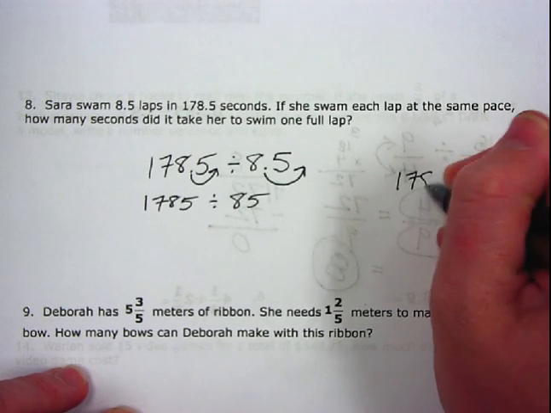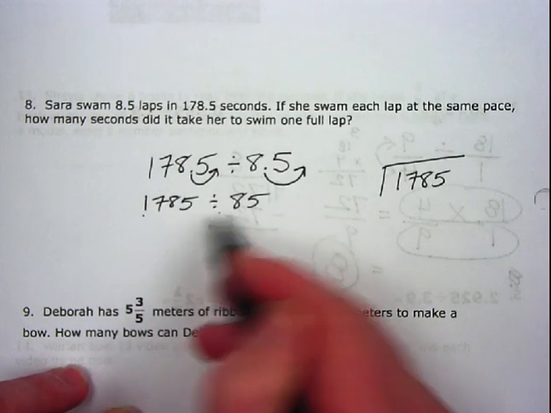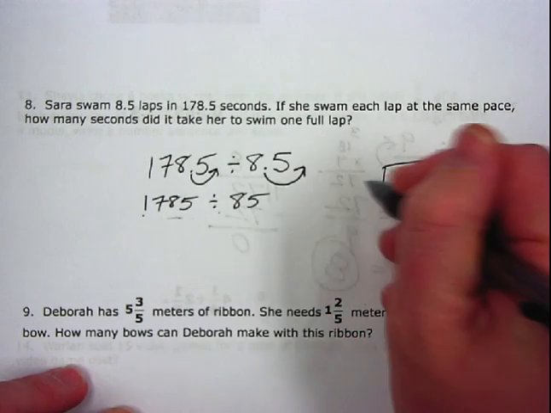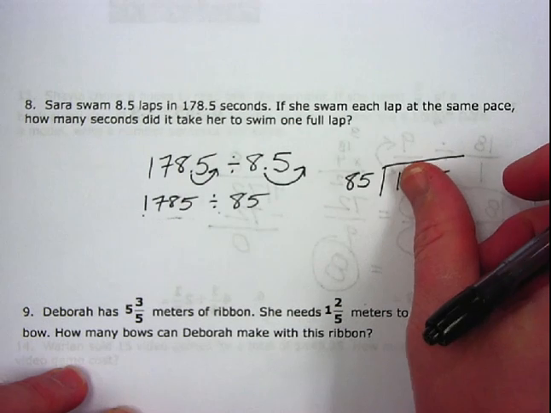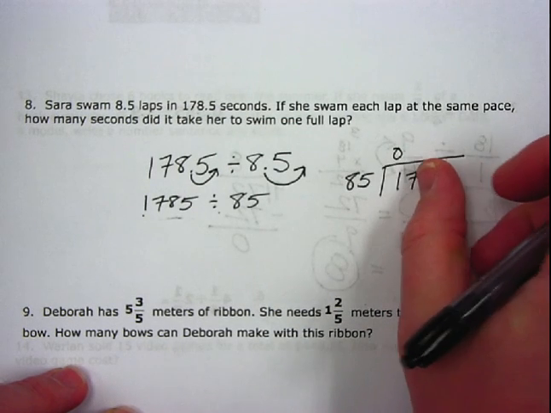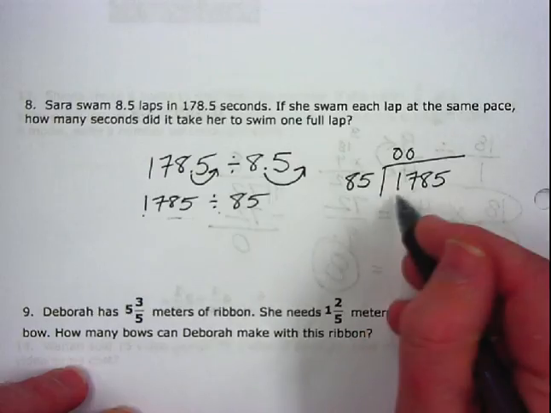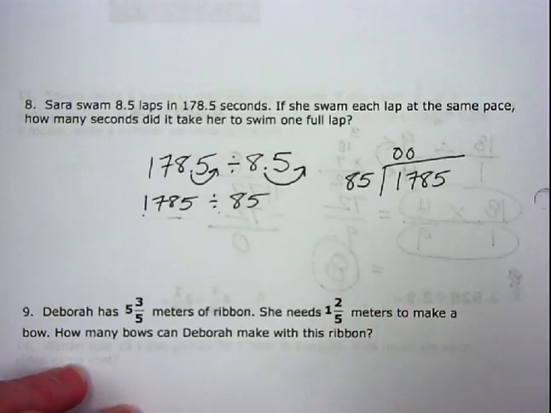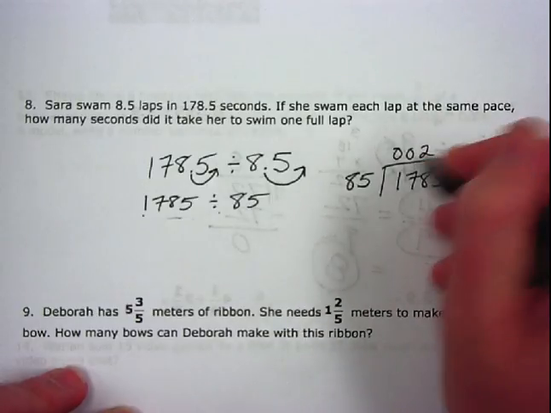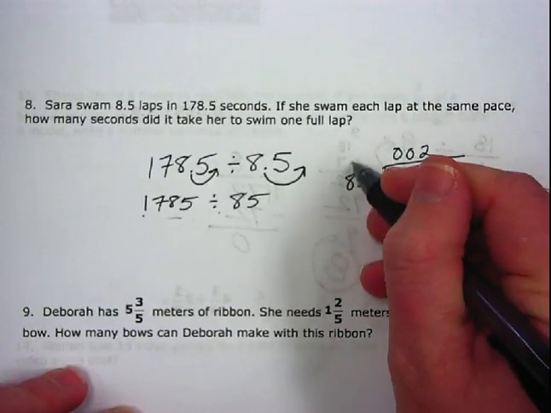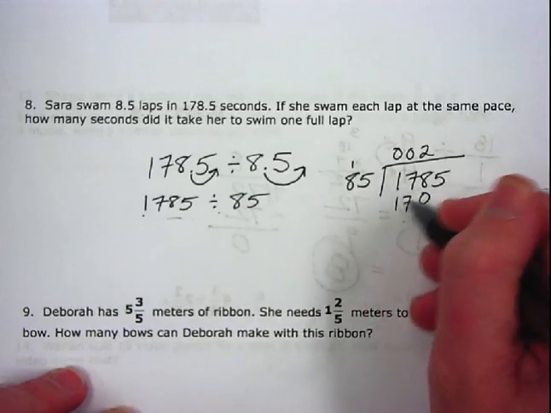Come over here, I put the first number under the house always. This is divided by this, so this number always goes under the house. Divided by 85. 85 will go into 1 0 times, 17 0 times. So now I've got to ask myself, 85 goes into 178 how many times? I know that double 80 is 160, so that's probably about right. 2 times 5 is 10, carry the 1. 2 times 8 is 16, plus 1 is 17.